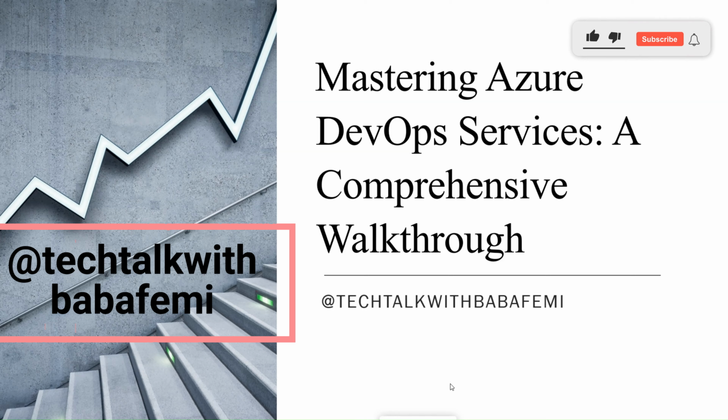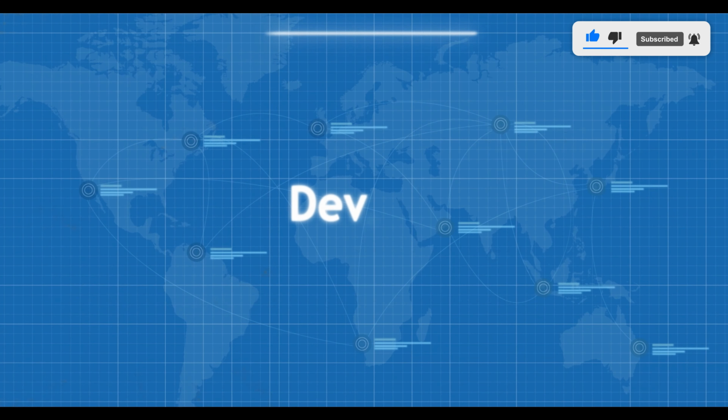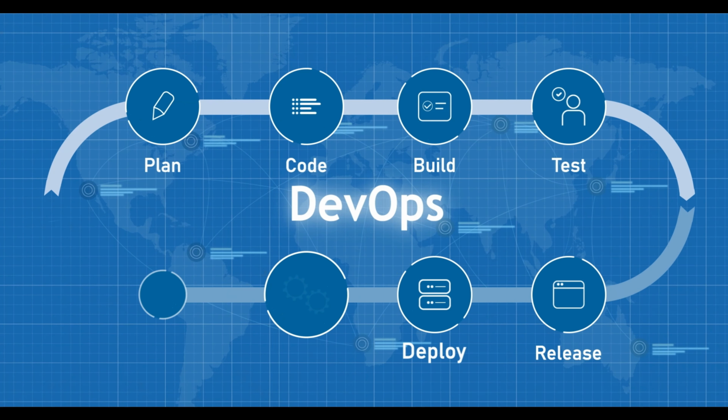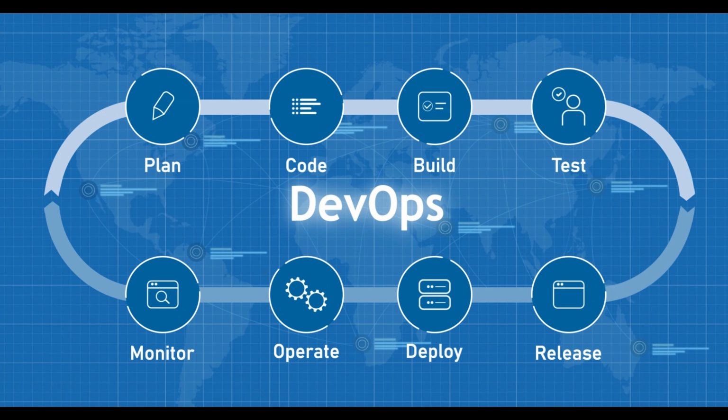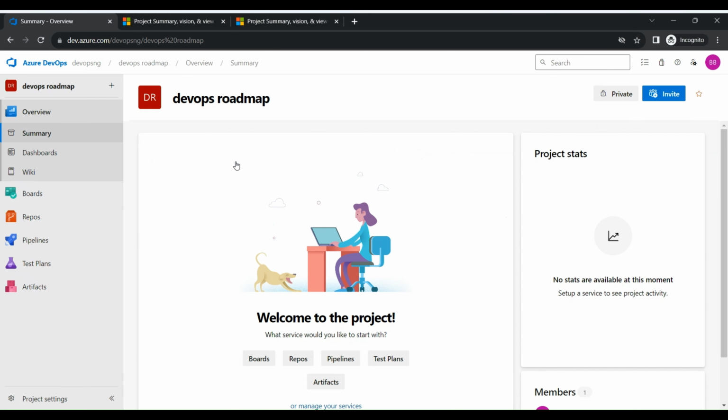Now, let's take a look at what we are going to be doing today. Like I've said, we're going to be looking at all the services today. So, let's click on our project. This was the DevOps roadmap that we created the last time.